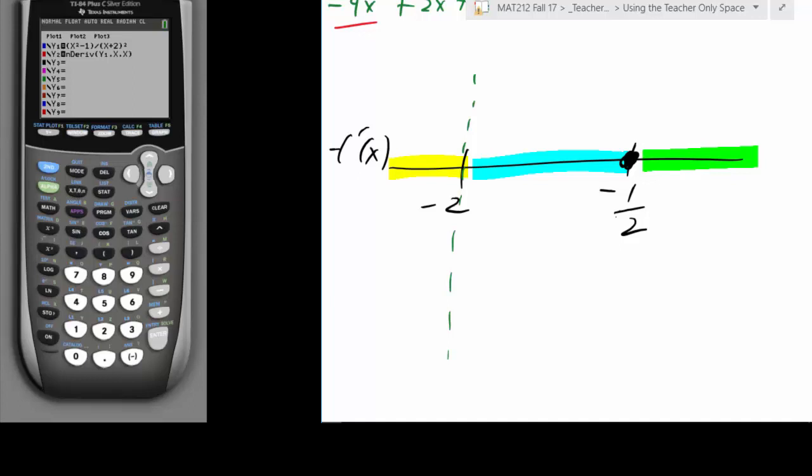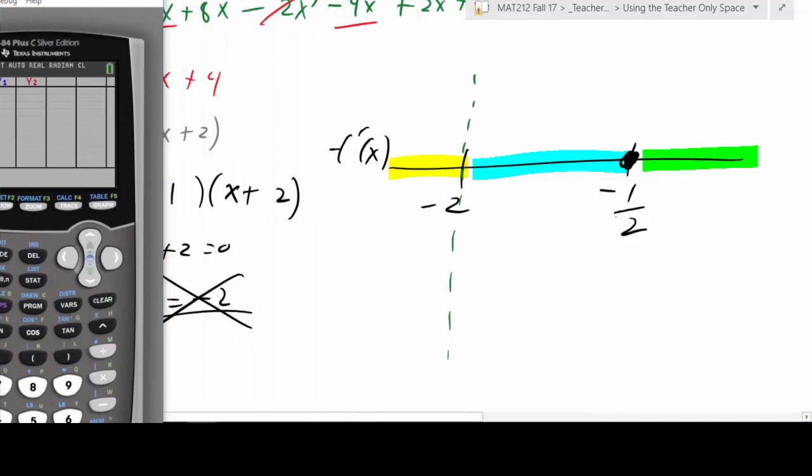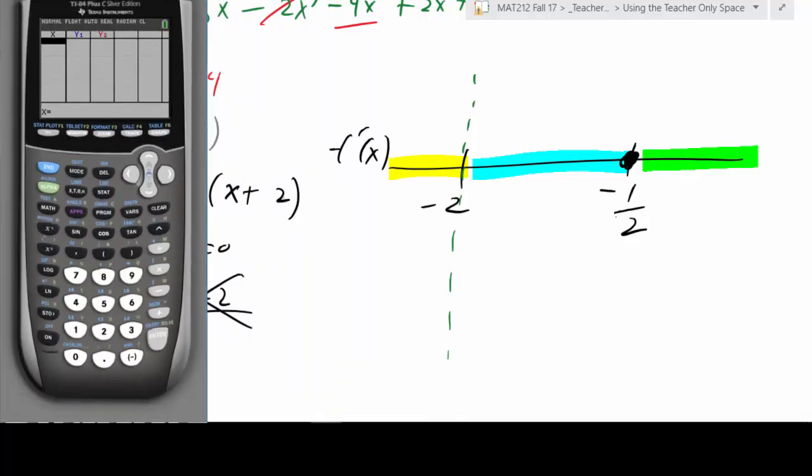Okay, next, table set. We're going to make sure our table is set to ask. Mine currently is, but if yours isn't, just arrow down, go over to ask, hit enter, and then you'll be set. Last but not least, we're going to go to our table. So we're going to press second graph, which gets us to the table. If you have values, just hit delete until they're all gone. And now we're going to type in values. I need some value to the left of -2. How about -3? There we go.